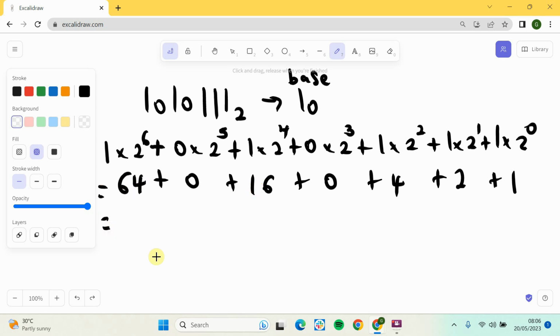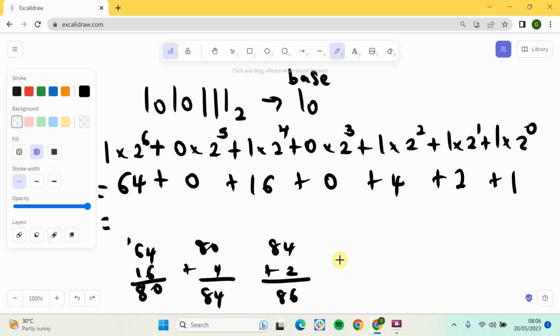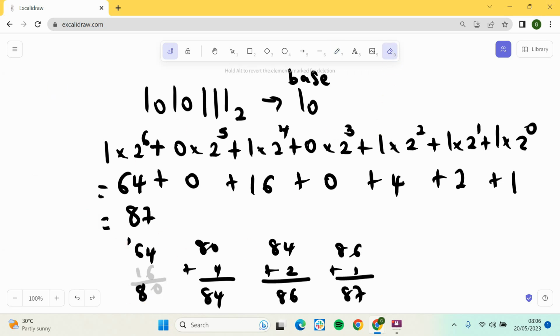So 64 plus 16, that will give us what? 0, carry 1 here, that will give us 80. So this is 80. 80 plus 4 is what? That is 84. 84 plus 2, that is what? 86. Great. 86 plus 1 is what? 87. So by the time I sum all of this together, I'm going to have 87. So successfully we've been able to convert our value from base 2 to base 10.